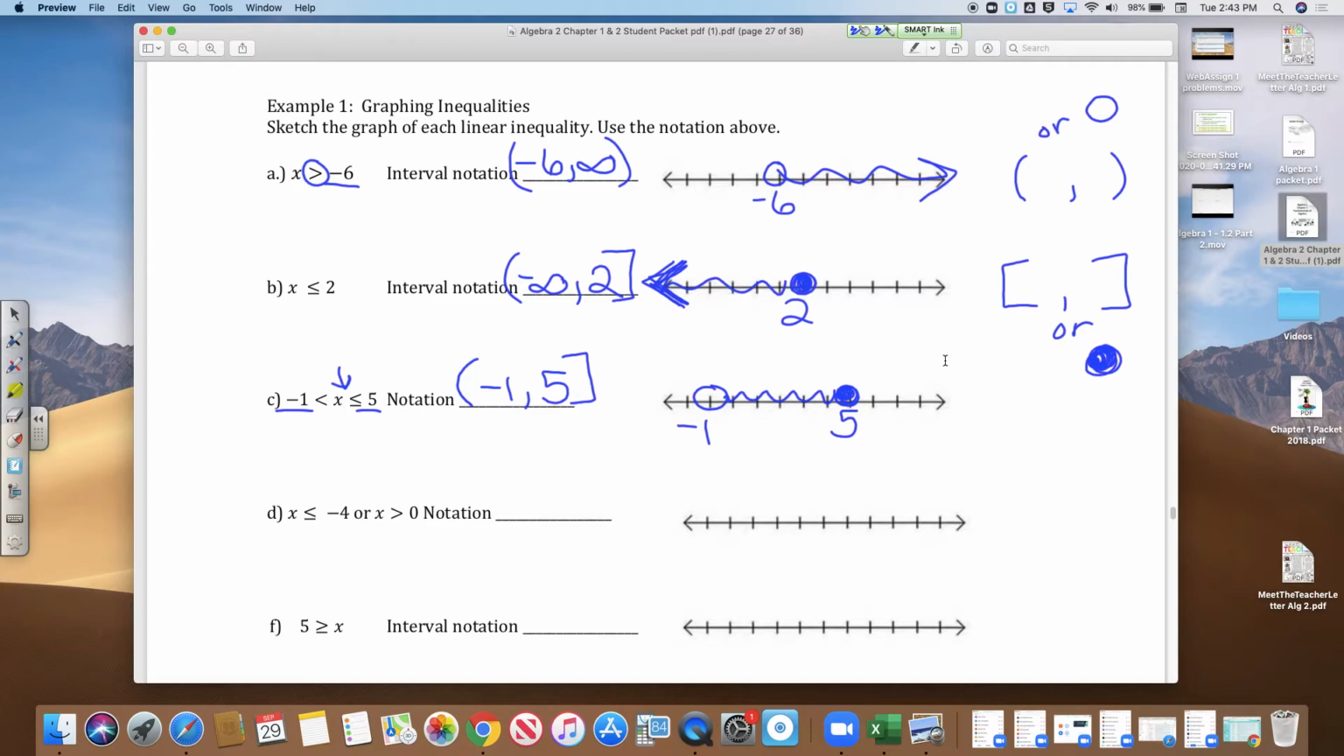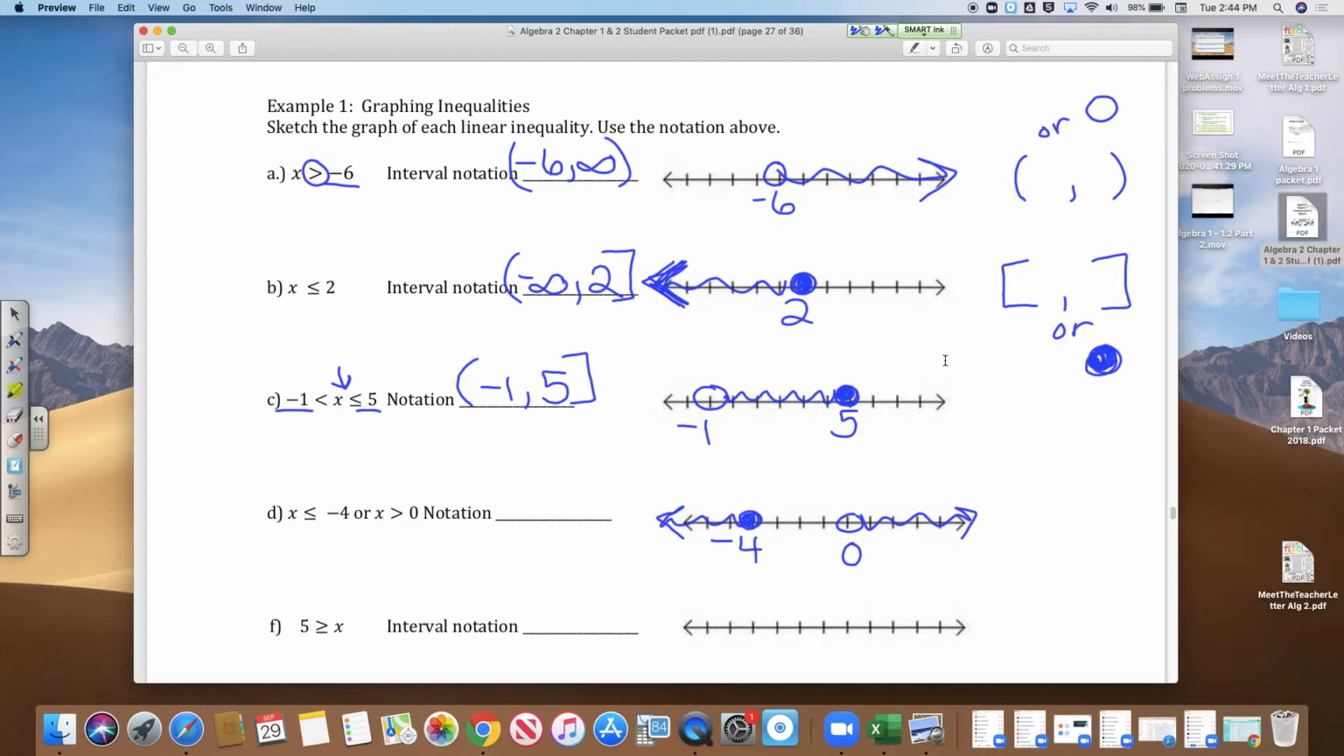So the next one is x is less than or equal to -4 or x is greater than 0. So I need two numbers on here, -4 and then 0. And these are two separate inequalities. I have anything less than or equal to -4. I would need a closed circle here, and anything less than or equal to that would be to the left. The next one is anything that's greater than 0. I would need an open circle here at 0, and it would be anything to the right.